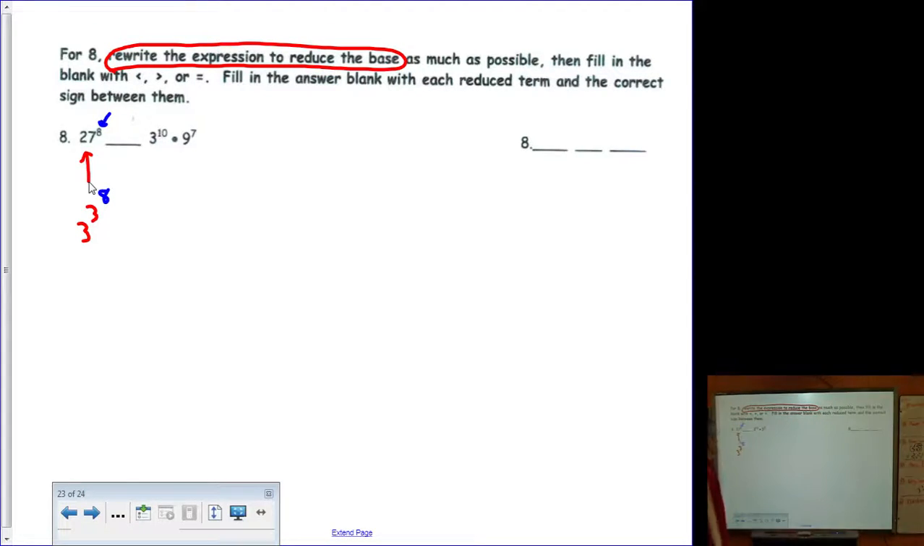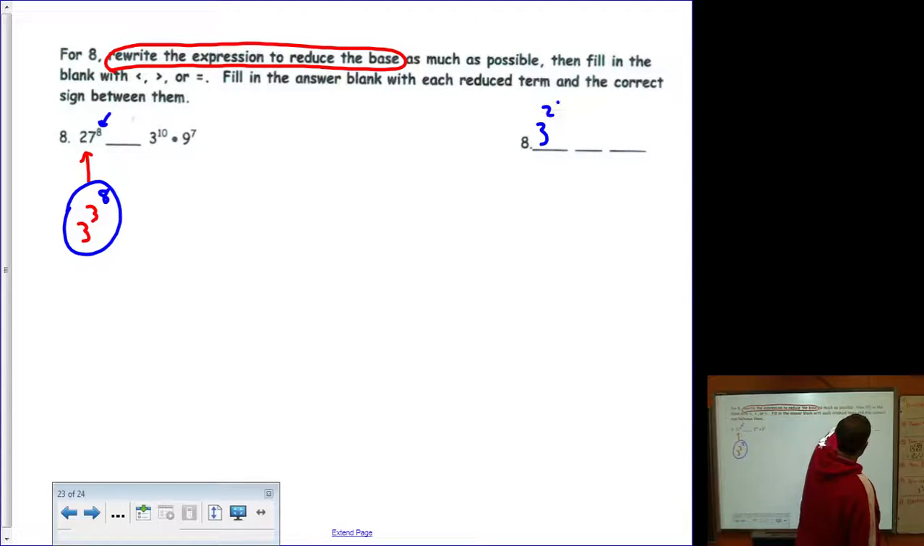The 8 would still be on it. So then I would go ahead and simplify this by doing the power to a power, and I would get 3 to the 24th.